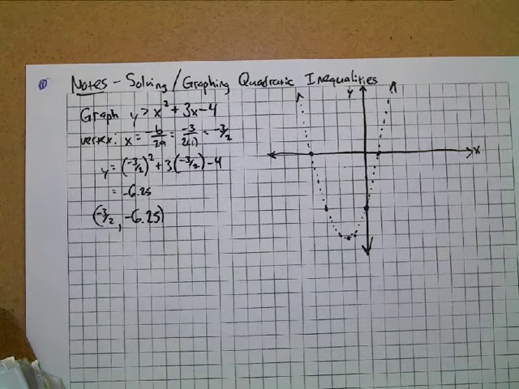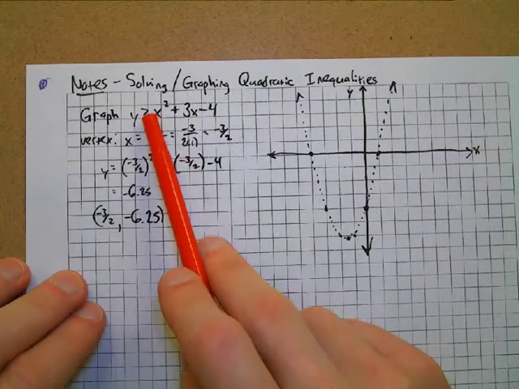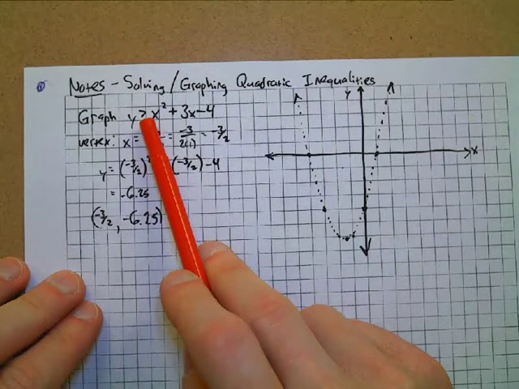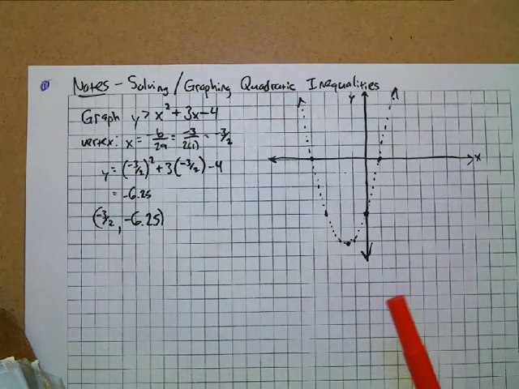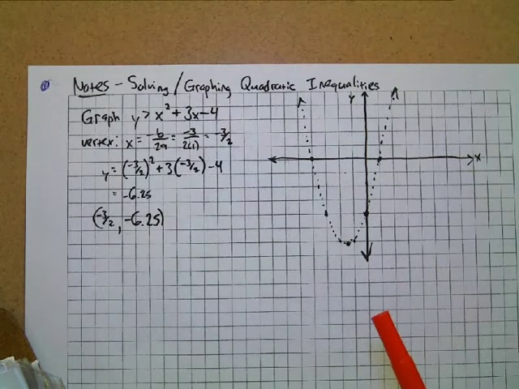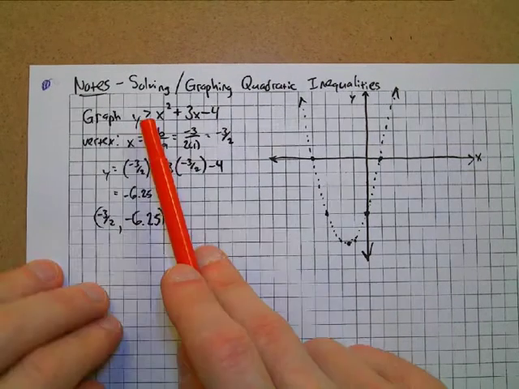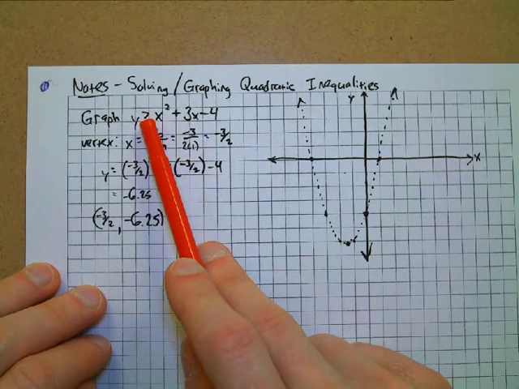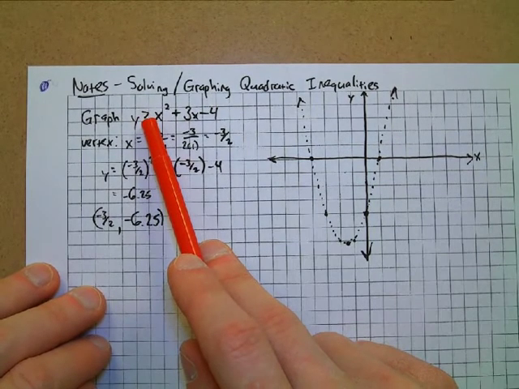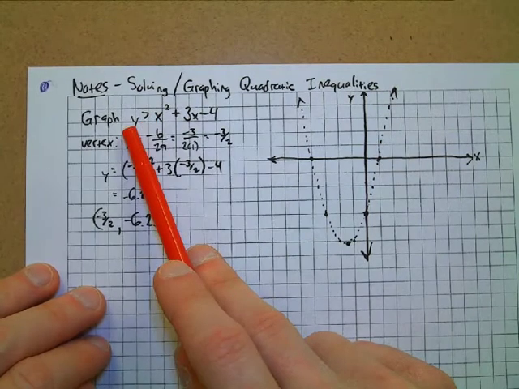So again, when it's just the inequality symbol like that, with no equal to, we use a dotted line. All right, so how about the shading then? We need to shade as well when we do a problem like this. What inequality symbol is this? Is this greater than or less than? It's greater than. Y is greater than x squared plus 3x minus 4.